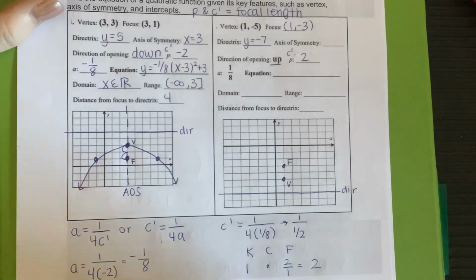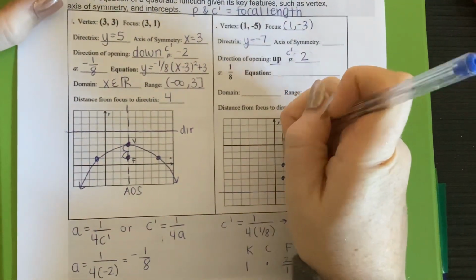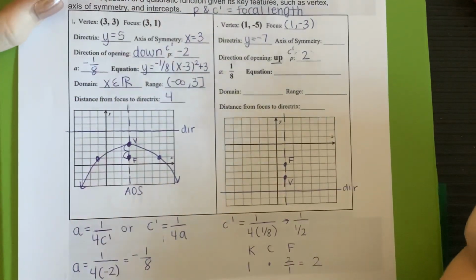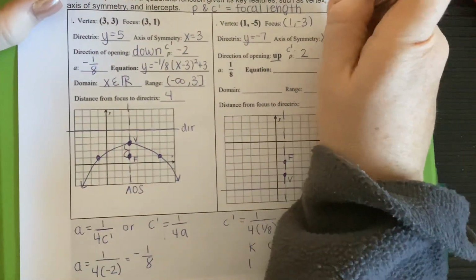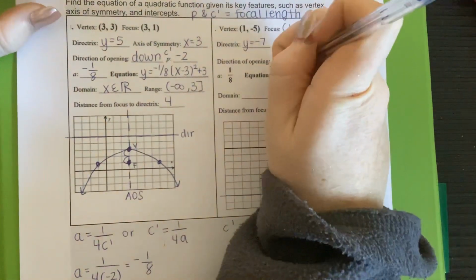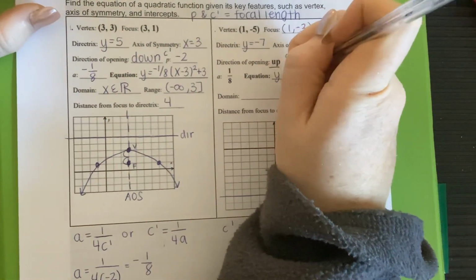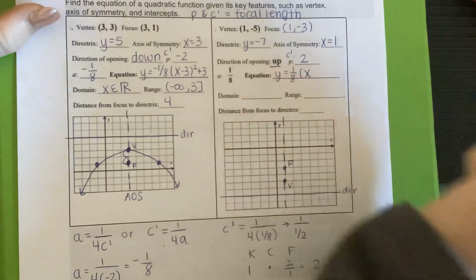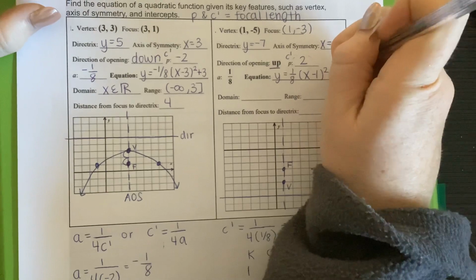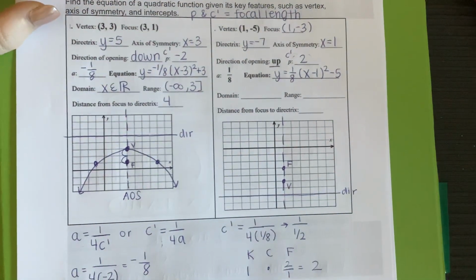Axis of symmetry, again, is going to cut through your focus and through your vertex. So it's going to go like that. This is going to be the line x equals 1. If I go to write my equation, it's always going to be y equals my A value, which was 1/8, (x minus my h, so -1) squared, and then plus my k value, which is -5.